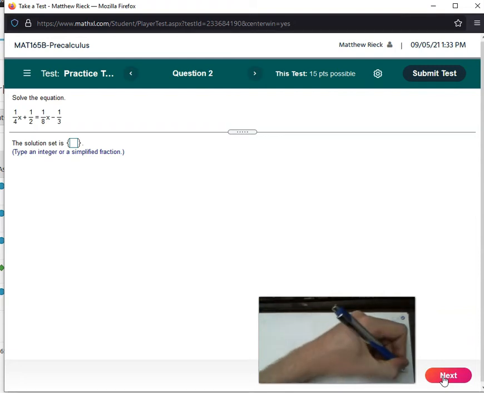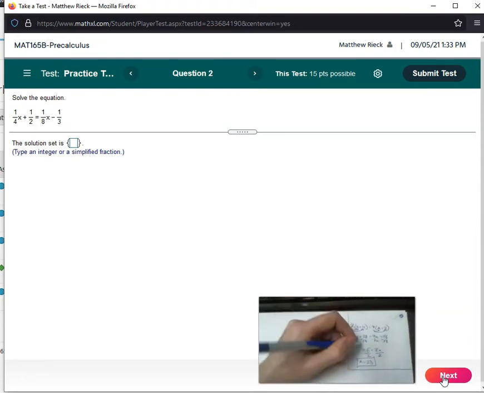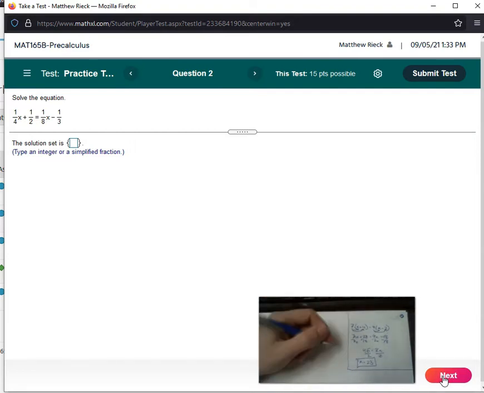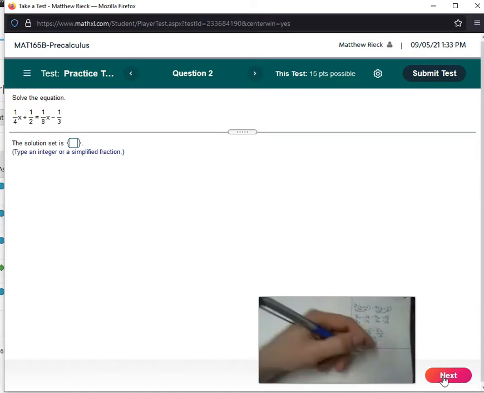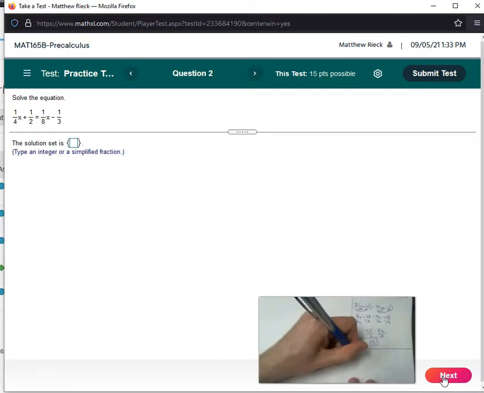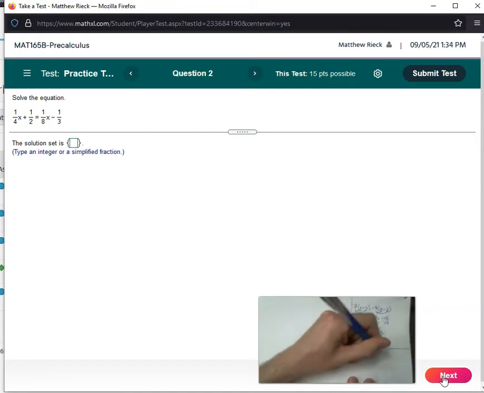So that's if you're dealing with integer coefficients or non-fractions in front of your variables. In this case, we're dealing with fractional coefficients. So a slight difference here, but not too much. Here we have 1/4 x plus 1/2 equals 1/8 x minus 1/3.